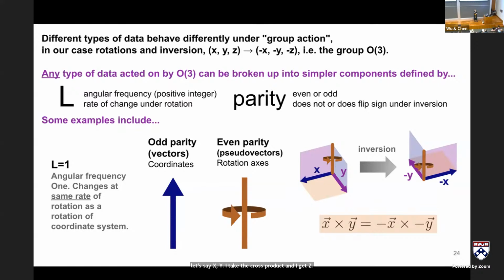Now I need to show you that this thing doesn't change under parity. So now we're going to take the cross product of minus x, minus y. If I take the cross product of minus x, minus y, I still get z. So if I cross product two vectors, I get a pseudo-vector. Hopefully that gives some intuition that this is a very similar object. It's still vector-like, but its properties under inversion are distinct, and so it's a distinct data type. Questions on that one?